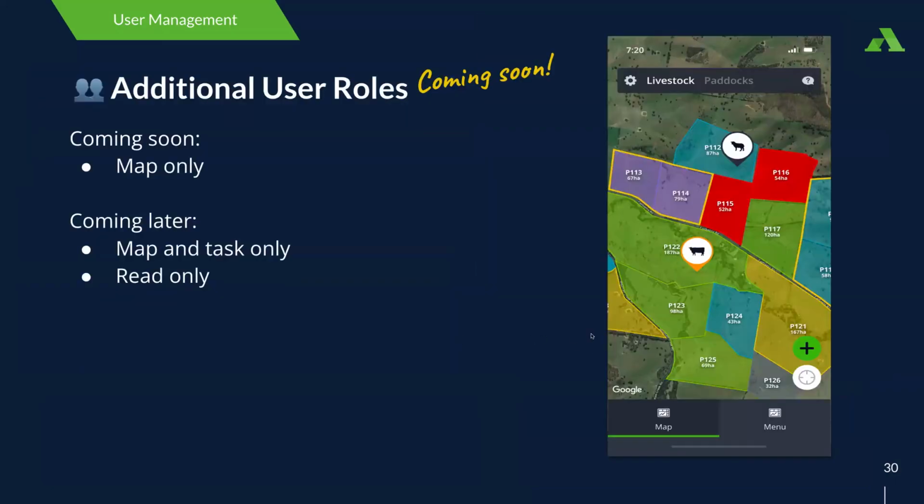So the additional user roles that we're focusing on based on that feedback is map only, which is the first one we're working on, which is coming very, very soon. We're in the last stages of testing at the moment, just making sure it all works correctly. And then as a follow-up to that, we'll be looking at map and task only and then read only. So what we do here is we hide all other pieces of the UI or the user experience. So you can see in this screenshot to the right, this user using map only will only have access to the map and the menu, not the livestock.